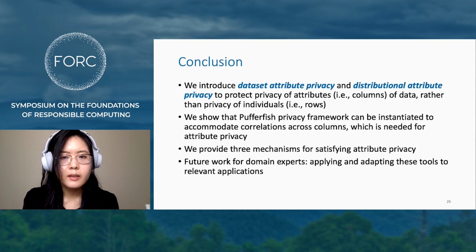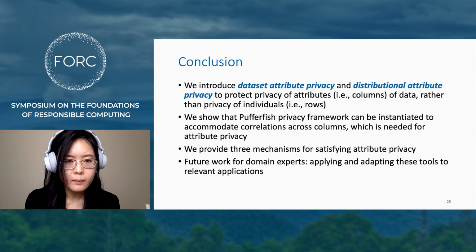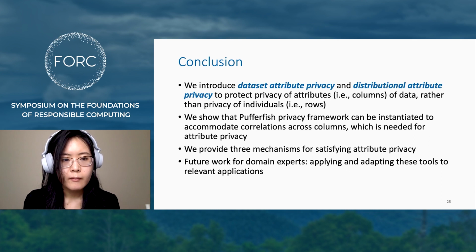As a conclusion, in this work, we introduce the dataset attribute privacy and distributional attribute privacy to protect attribute privacy of data, rather than privacy of individuals. We show that the pufferfish framework can be instantiated to accommodate correlations across columns, which is needed for attribute privacy. We also provide three mechanisms for satisfying attribute privacy.